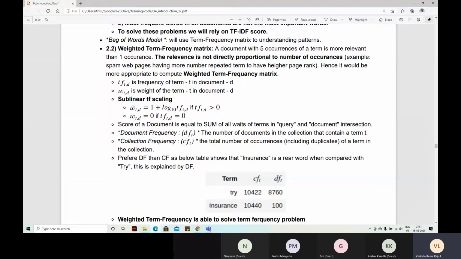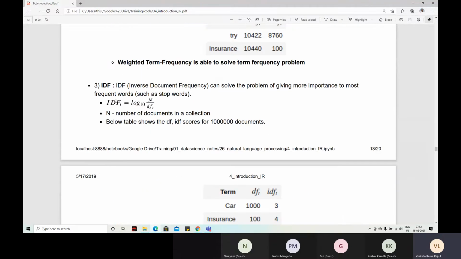In TF-IDF calculation, we'll take weighted term frequency. Weighted term frequency will apply log to the term frequency, because a word occurring 10 times and a word occurring 100 or 1000 times are not that different in importance, and a word occurring 2000 times may not be that important, right? So it may be a spam word. So to nullify that additional unnecessary impact created by term frequency, we are applying log. That is called weighted term frequency. And we take weighted term frequency and inverse document frequency.